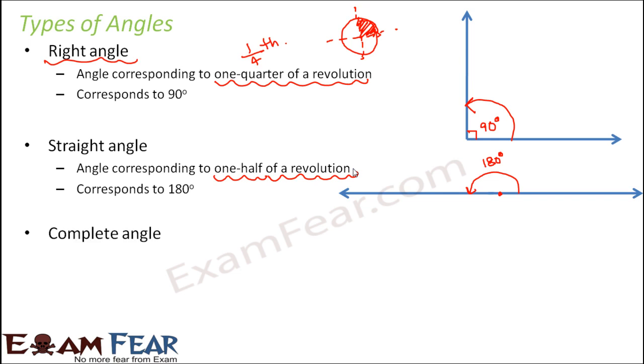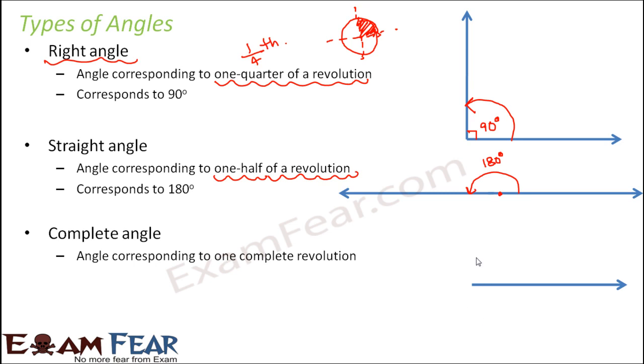And finally we have complete angle. Complete means one complete revolution. So one complete revolution would correspond to how many degrees? Yes, it would correspond to 360 degrees. That means you start from here and you come back to the same position. So that is 360 degrees, and this is called a complete angle.